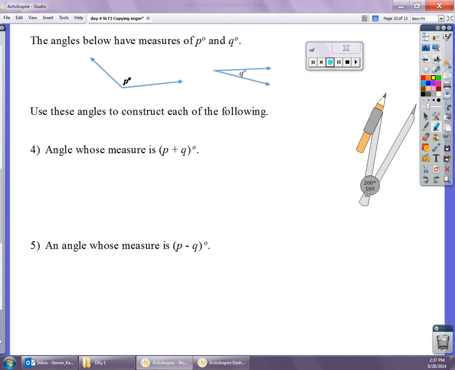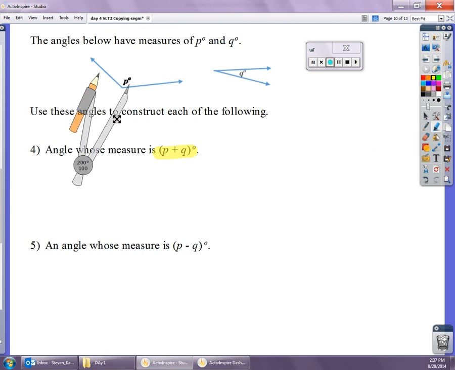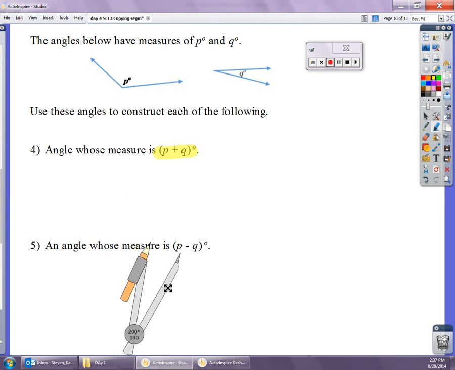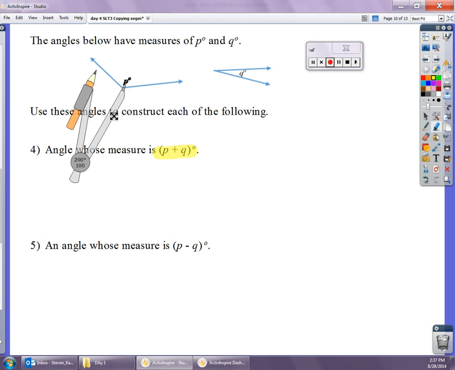Now we're going to go ahead and talk about the angle. They're very similar. Because we did a -1 before, I'll go ahead and do this one right here. So to copy an angle, we're going to start off with P. In this case, it doesn't really matter which one you start off with. This one, you had to start off with the bigger one because you're subtracting. But let's start off with P.